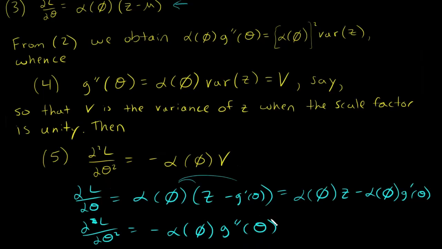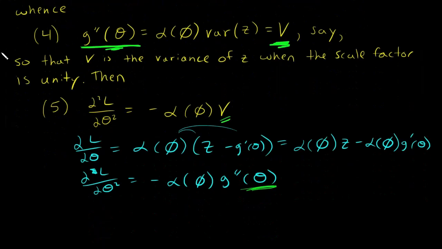All right, and then I see that basically I have the same thing, except I have this letter v here, and here I have g, the second derivative with respect to theta. Right, but we have here from equation 4 that the second derivative of g with respect to theta equals v. Okay, so I can go ahead and plug that in. And I get the second derivative of the log likelihood equals the negative alpha of phi times v. So all I've done is I've plugged in v for that function g. Okay, and that's what equation 5 says. So this is equation 5.